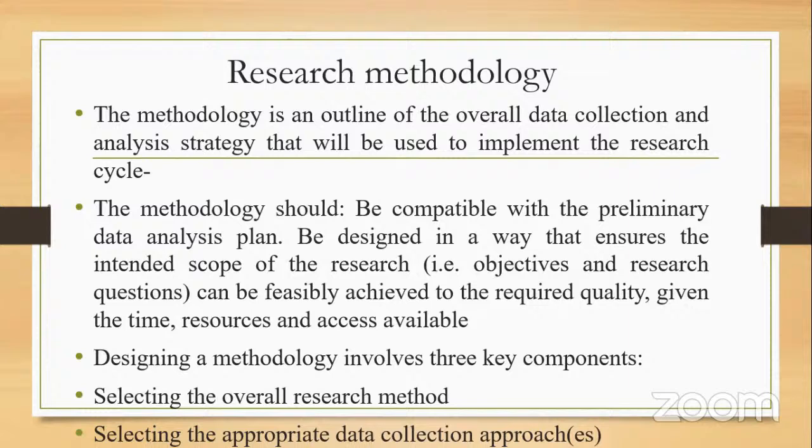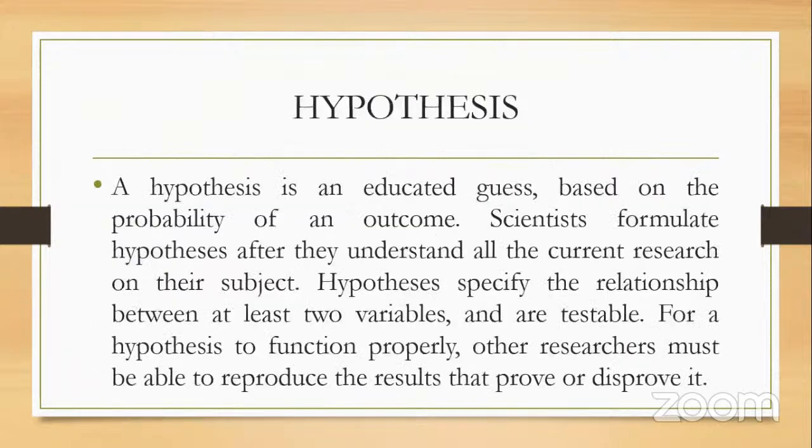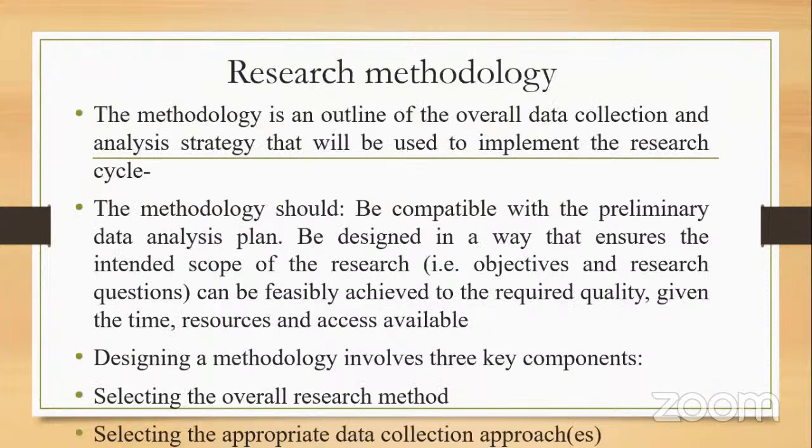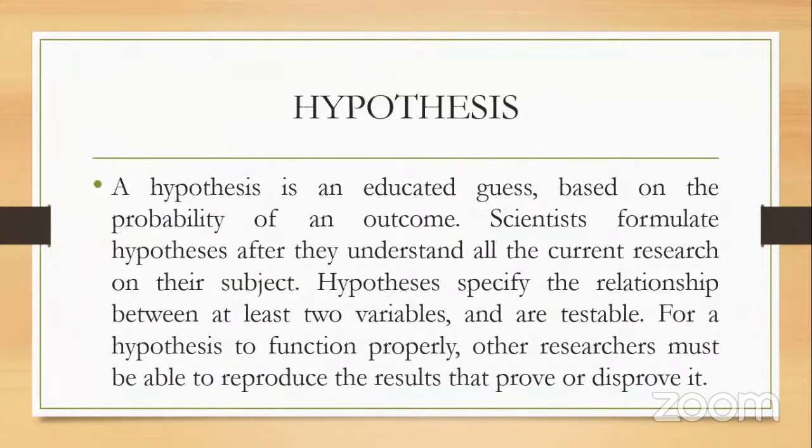It should be designed in a way that ensures the intended scope of the research can be feasibly achieved to the required quality given the time, resources, and access available. Designing a methodology involves three key components. What are the components? First is selecting the overall research method, and then selecting the appropriate data collection approach. Research methodology should be defined in a proper way, and if the research methodology has been identified, it will help in the smooth conduct of the research.